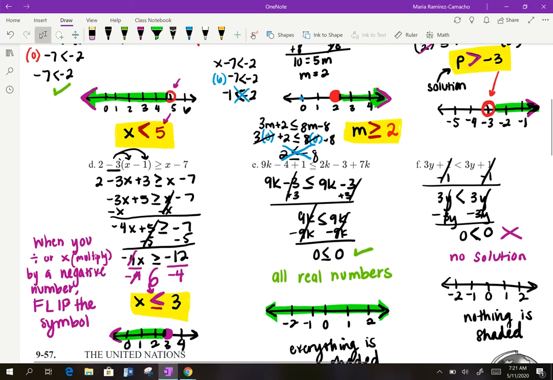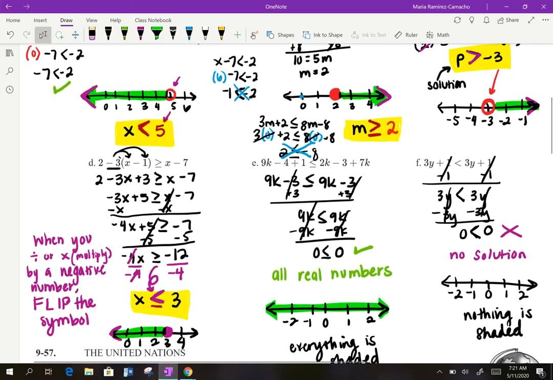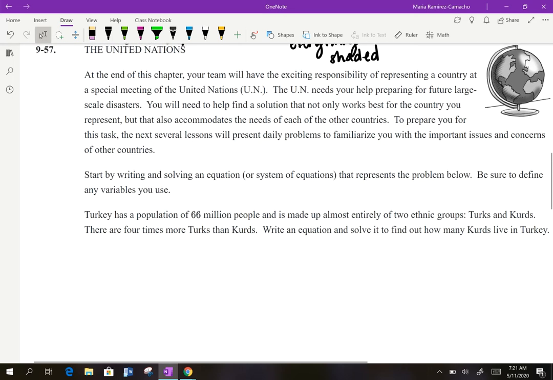I hope seeing this again was helpful. Please email me if you have questions or if you still need some help with inequalities, but I'm going to move on to 9-57. The United Nations.